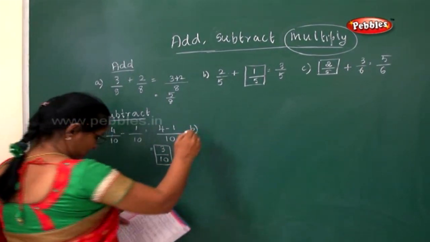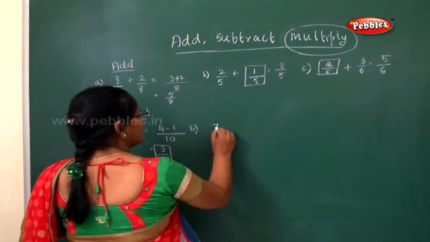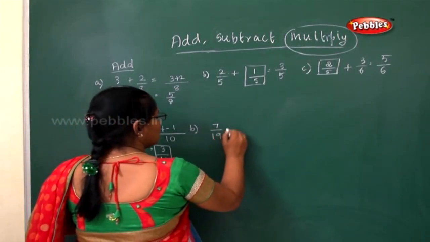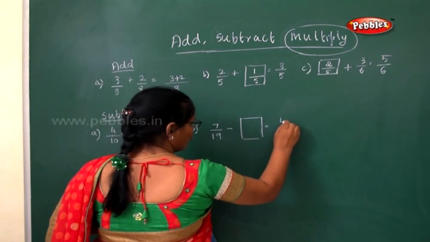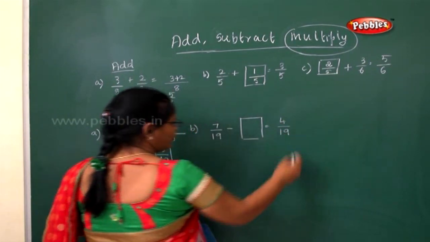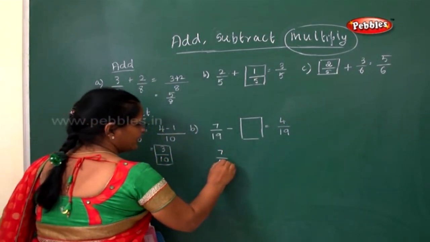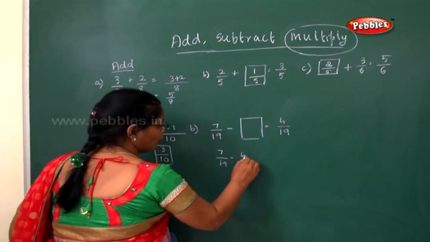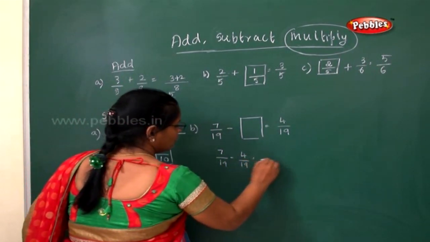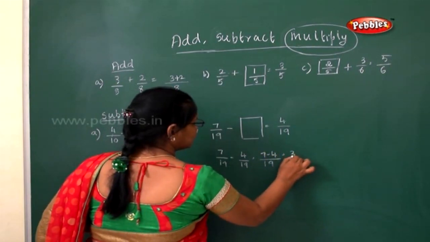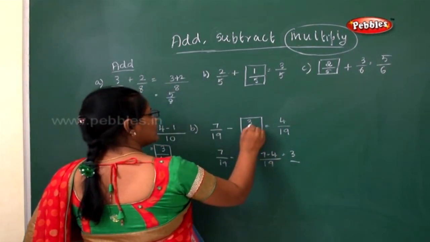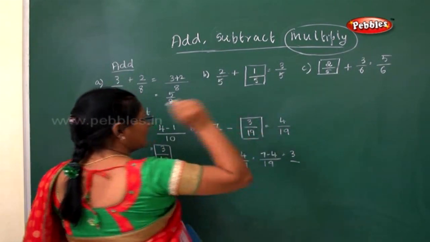Now the next sum is 7 by 19 minus a blank, equal to 4 by 19. Now how will you do it here? 7 by 19 minus 4 by 19. Retain the denominator, 7 minus 4. What is 7 minus 4? It is 3. So here you have to write 3 by 19.